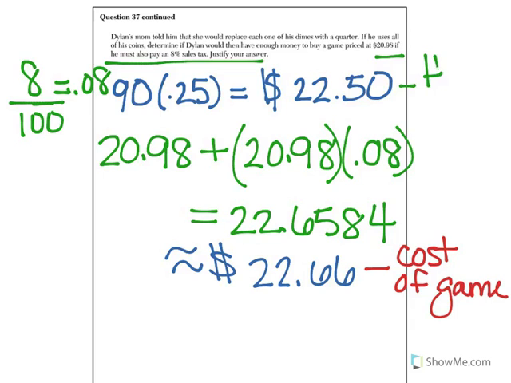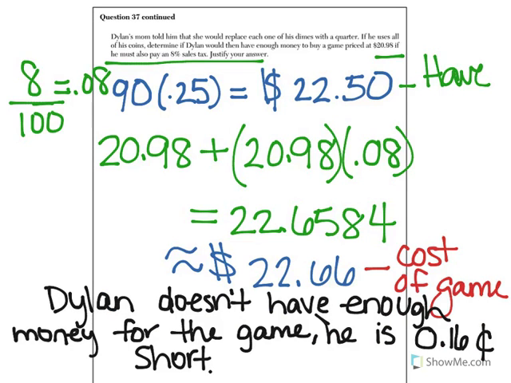And this $22.50 is how much money that Dylan currently has. So he has $22.50, but the game will cost him $22.66. So what we need to explain is that even if Dylan's mom replaced all of his dimes with quarters, Dylan's amount of $22.50 would not be enough to cover the cost of a game with the sales tax. So again, in the end, Dylan does not have enough money for the game once we include the tax because he is still 16 cents short.